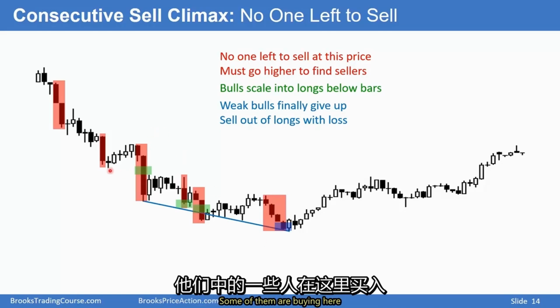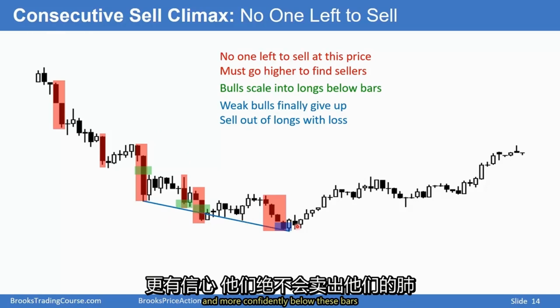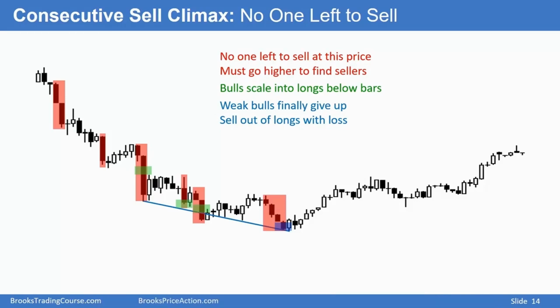Some of them are buying here and they're buying more aggressively and more confidently below these bars, and they're never going to sell out of their longs. They're confident that the market will eventually reverse and they'll make a profit.